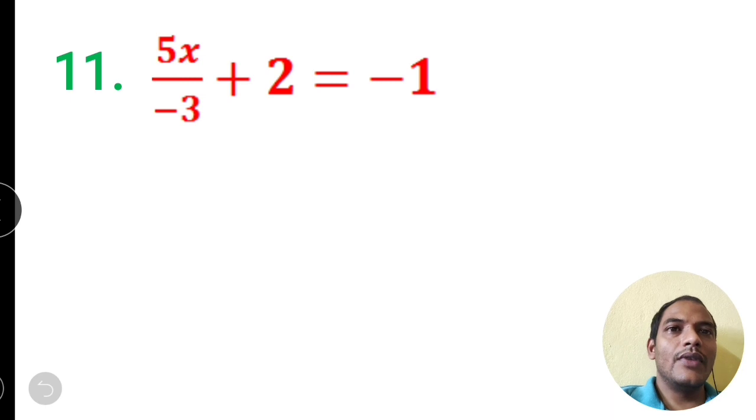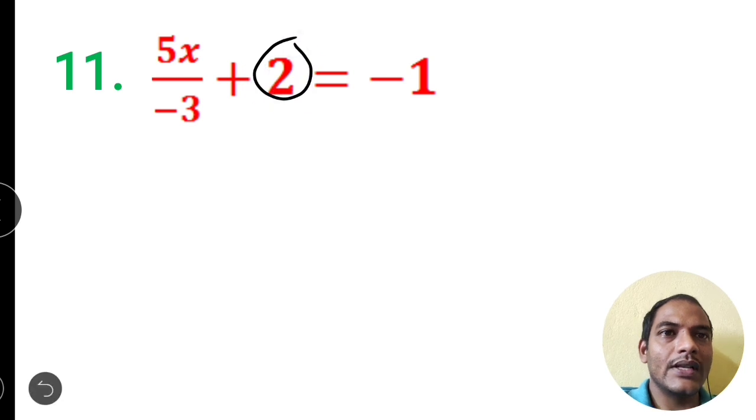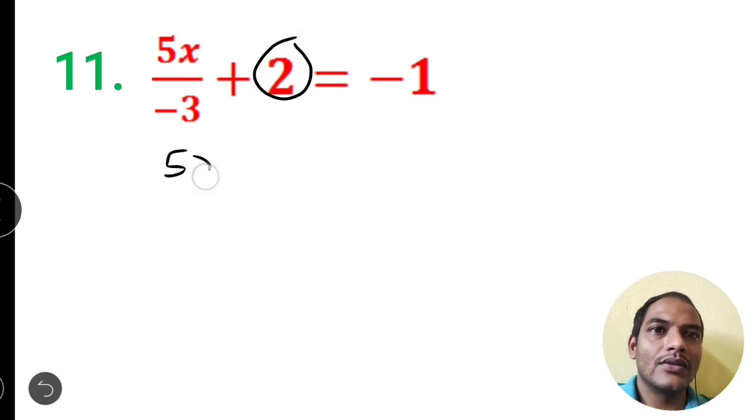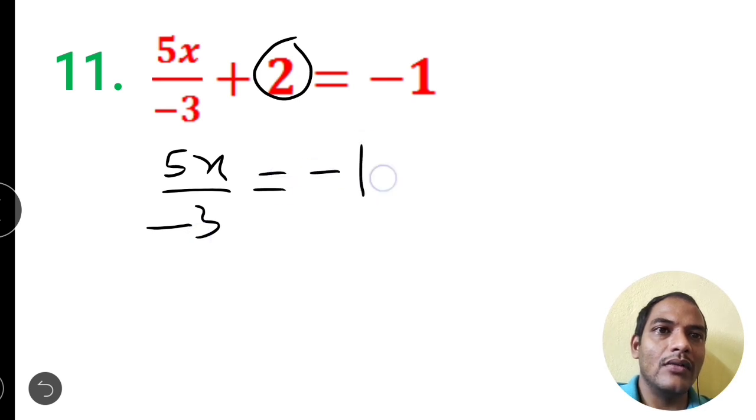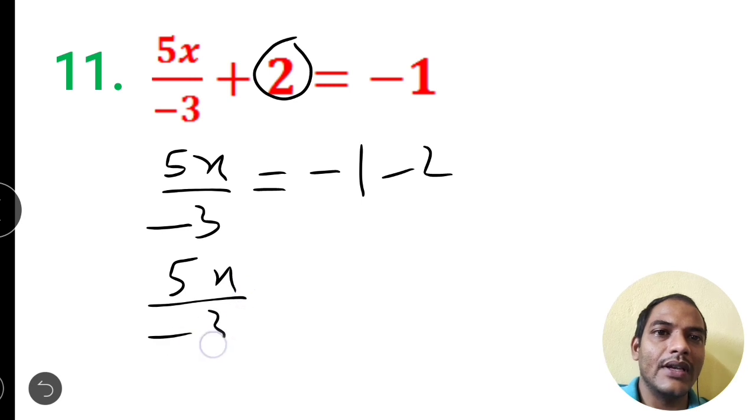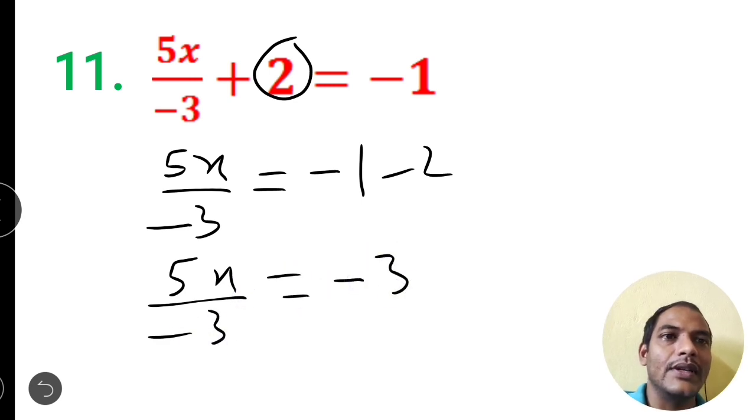So next question, 5x by minus 3 plus 2 equals minus 1. To get the x value, first 2 is transposed to the RHS. So 5x by minus 3 equals minus 1 minus 2. So 5x by minus 3 equals minus 1 minus 2, which is minus 3.